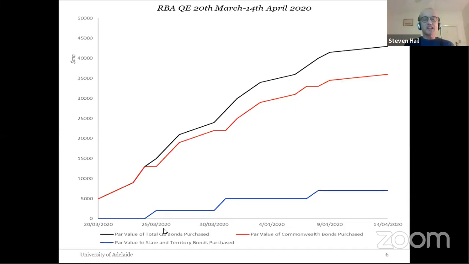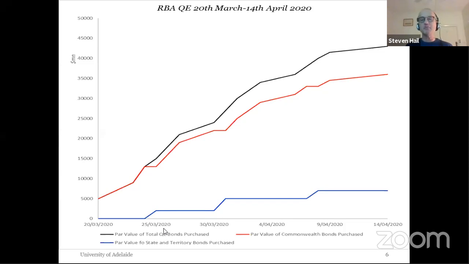Here's what the Reserve Bank's been doing as far as Commonwealth government bonds and state and territory bonds are concerned. They announced the policy on the 18th of March. They started buying these bonds on the 20th of March. This chart is not quite up to date, but very nearly. You can see from the black line there that the total purchases of Commonwealth government and state and territory government bonds are over $40 billion now.